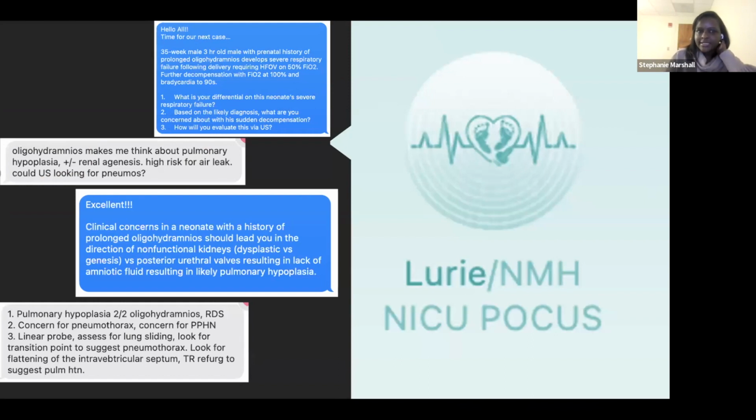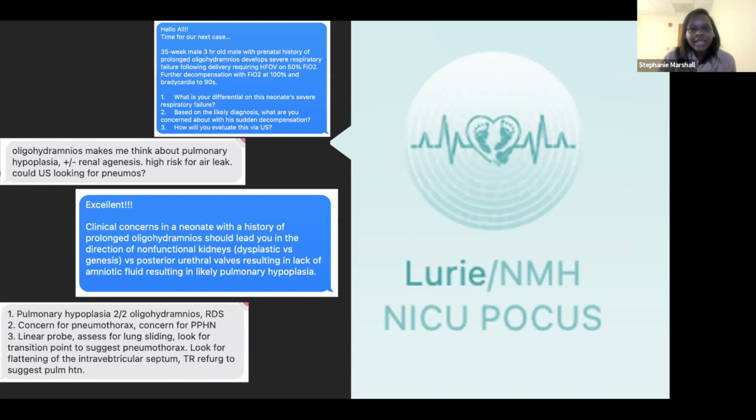So the next few slides, I actually included an example of one of our text presentations. I didn't include all of the discussion that occurs in between, but this is just a little snapshot of what we include in these text chains. And for this one, we had a 35-weeker with a prenatal history of prolonged oligohydramnios that developed severe respiratory failure requiring the oscillator, and then had further decompensation.